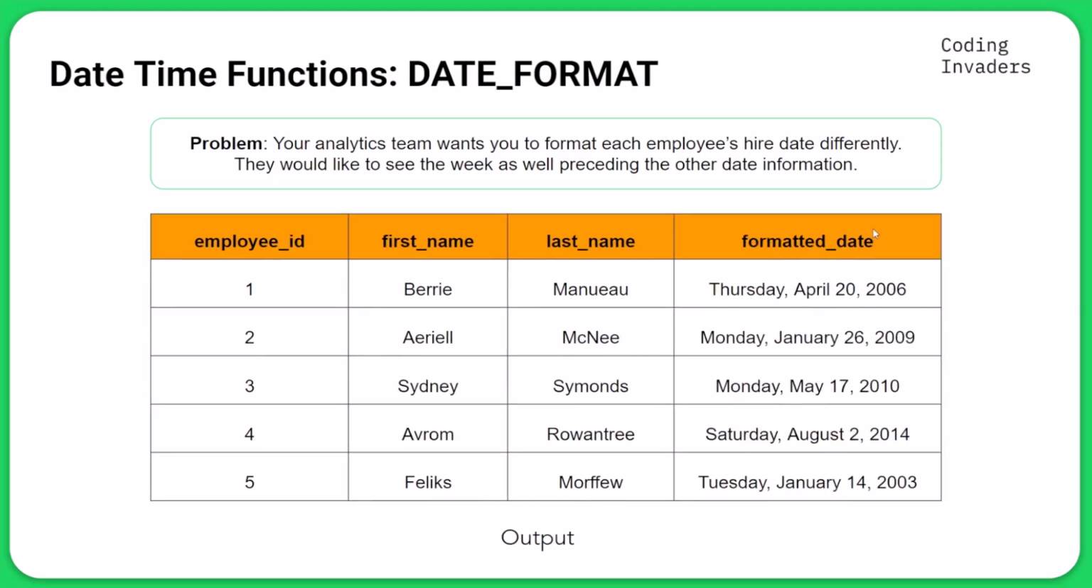So this is the column that we want to add, which is formatted underscore date. So weekday Thursday, comma, the date that was coming in the date column. So date format function has the flexibility to do these kind of date formatting. So let's go to the metabase and see how we can do this using date underscore format.